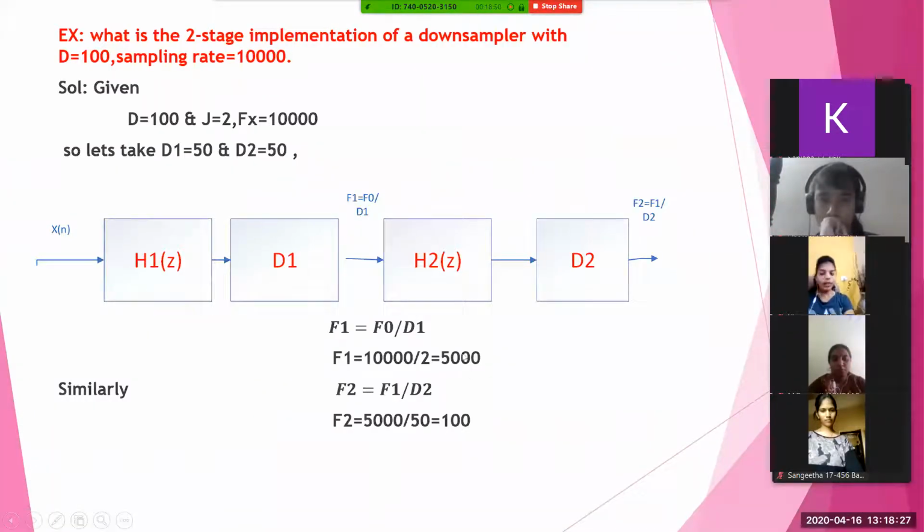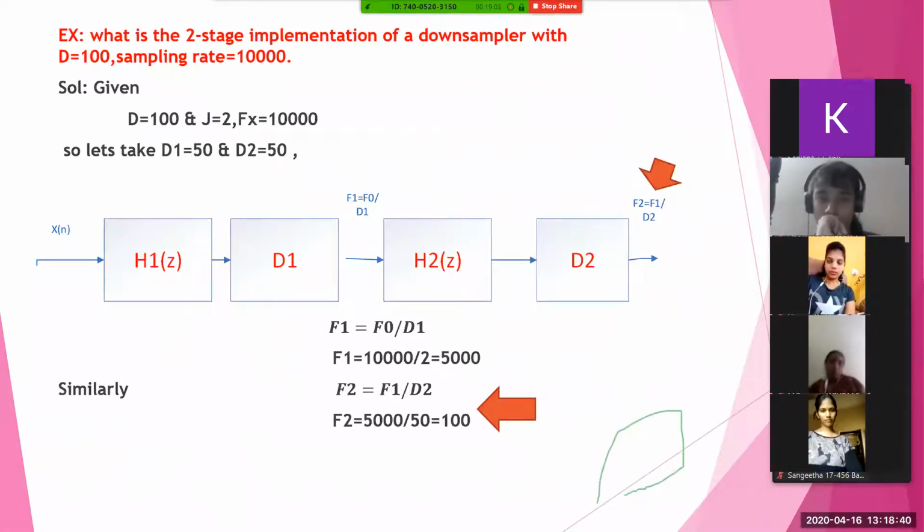As you can see now, there are 2 intermediate sampling rates. One is this 5,000, which has come after the first stage of the filter, and this is the second sampling rate, which has come after the second stage, which in fact is our last stage. Now this is how we implement. As I said before, this is to increase the computational efficiency.